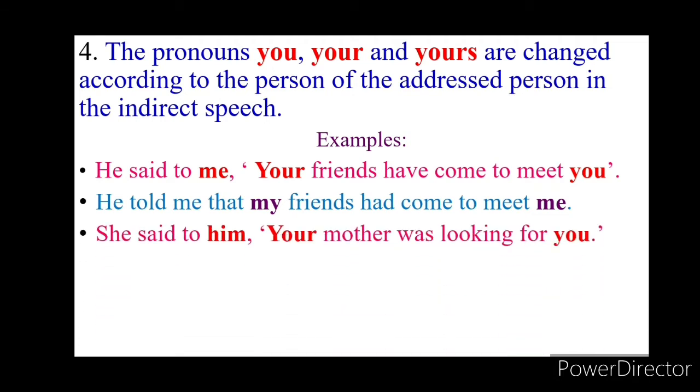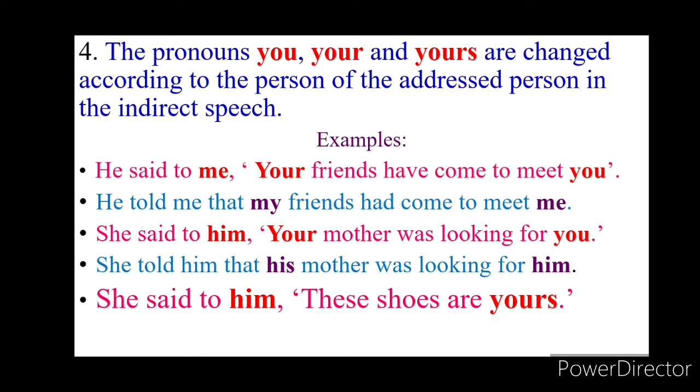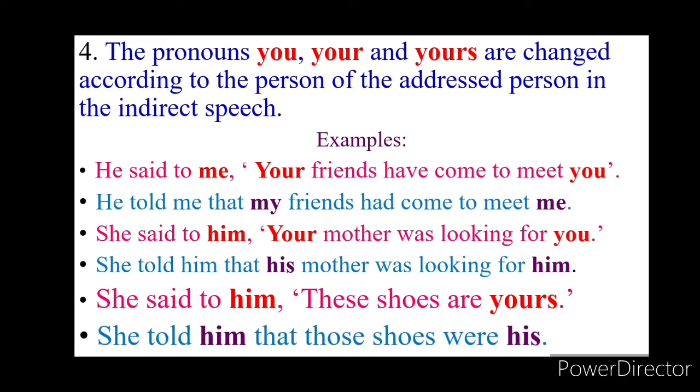Another example: She said to him, Your mother was looking for you. In indirect speech, she told him that his mother was looking for him. So, she said to him, and thus it is his mother. Another example. She said to him, These shoes are yours. She told him that those shoes were his. As it is him, and thus those shoes were his.